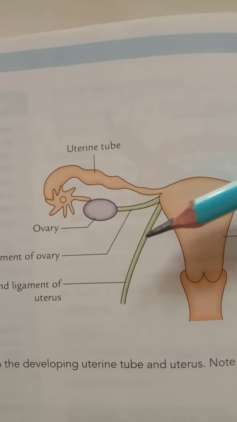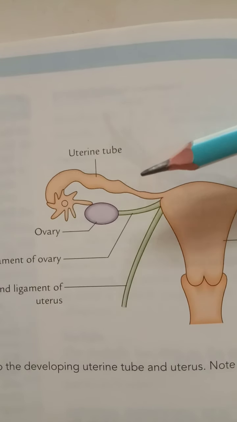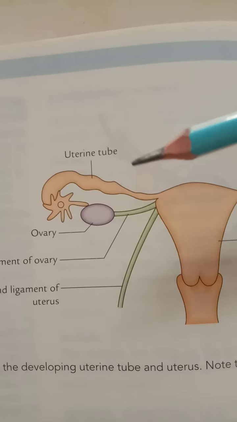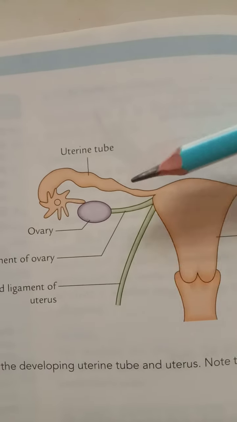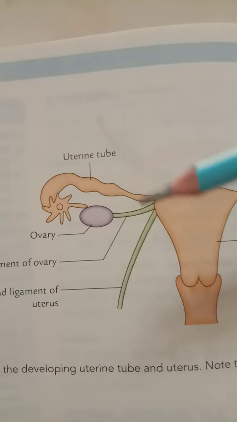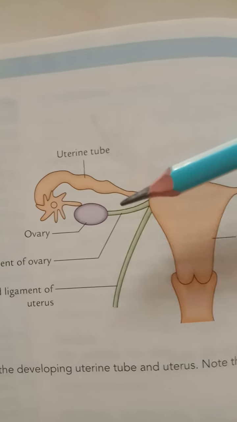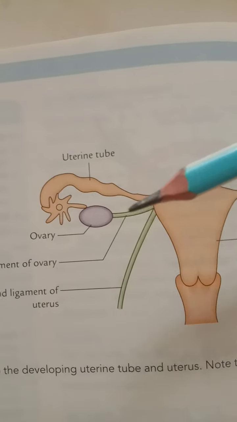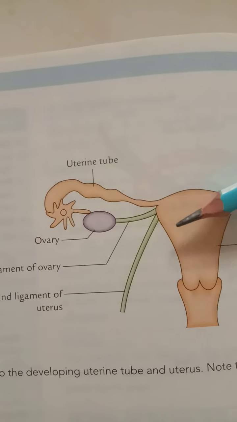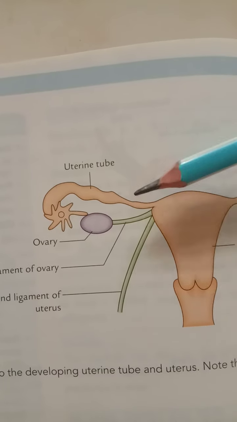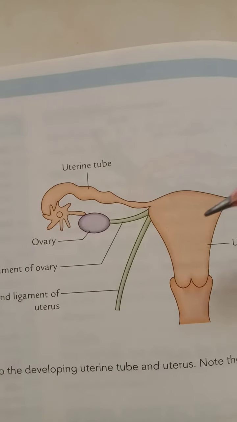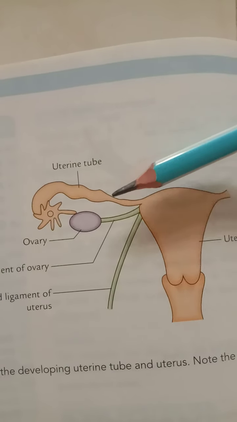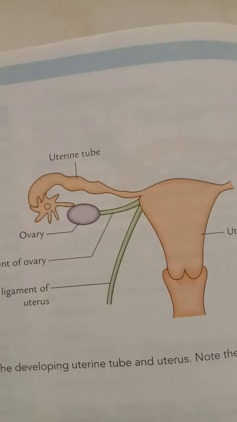Then the lining epithelium is simple ciliated columnar epithelium, and it consists of 2 types of cells, the ciliated columnar cells and the non-ciliated secretory cells. The secretion of the secretory cells provides nutrition to the fertilized ovum, and the cilia of the ciliated cells beat towards the uterine cavity and help to transport the fertilized ovum.